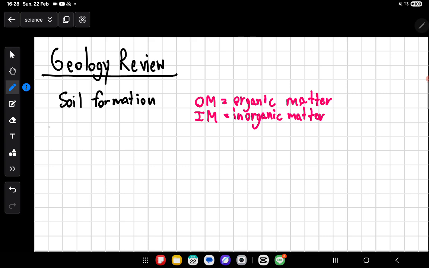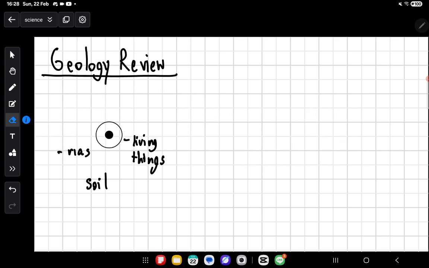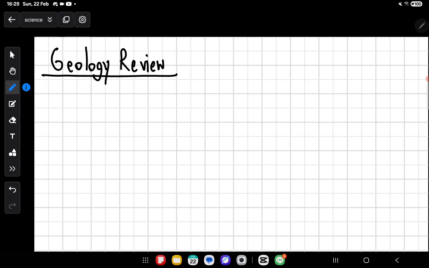So soil formation comes from inorganic matter and organic matter, in which they combine to make soil. Additionally, the inorganic matter is the parent materials, and that's one thing that makes soil. And organic matter is remains of living things or living things that are still living. Okay, now let's go look at soil profiling and soil horizons.